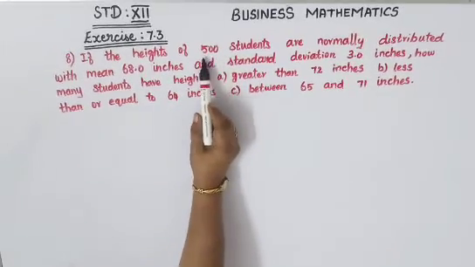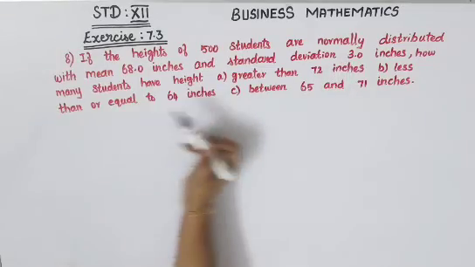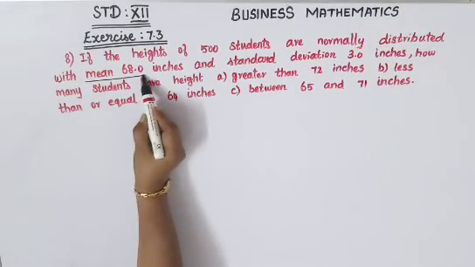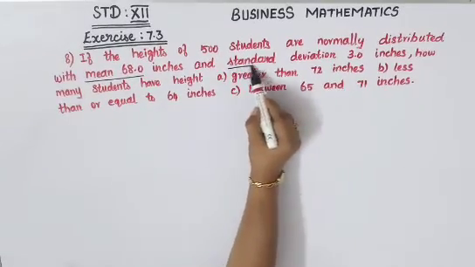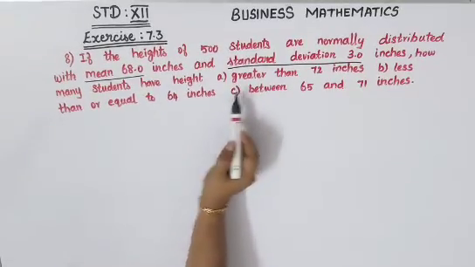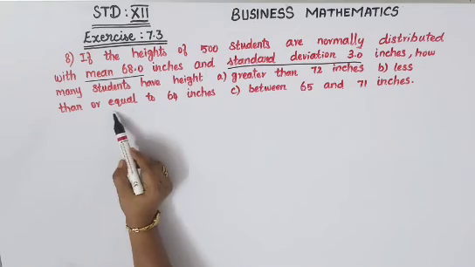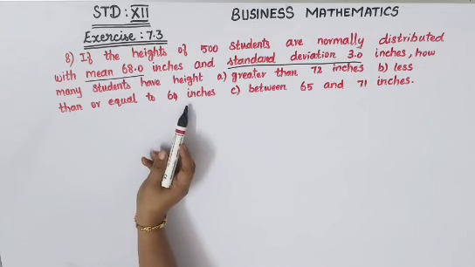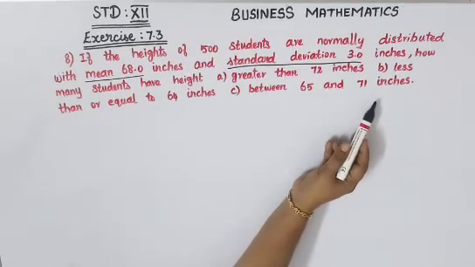500 students are given, and it is given as a normal distribution. The mean is given as 68.0, which you can take as 68, and the standard deviation, that is the SD, is given as 3.0. The first subdivision is the height greater than 72 inches. Second is less than or equal to 64 inches. This is again height. And the height between 65 and 71 inches, we'll have to find it.